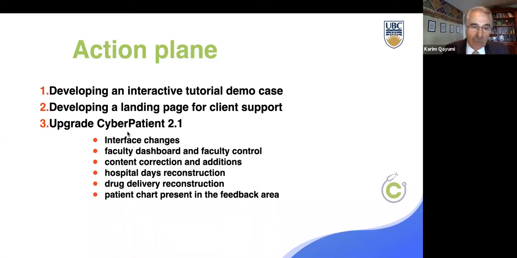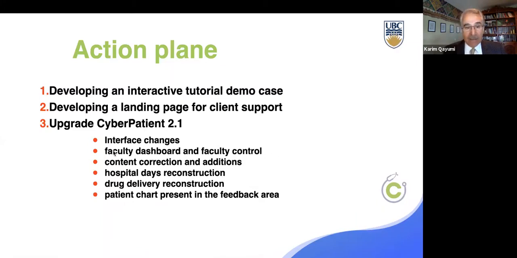We are also, based on your feedback, going to upgrade CyberPatient to CyberPatient 2.1. In this upgrade, we're going to include some interface changes to make it more friendly. We're going to have some content corrections for things that went in by mistake. There are not a lot of them, but some we do. And then the most important one in this version would be a faculty dashboard for faculty control.